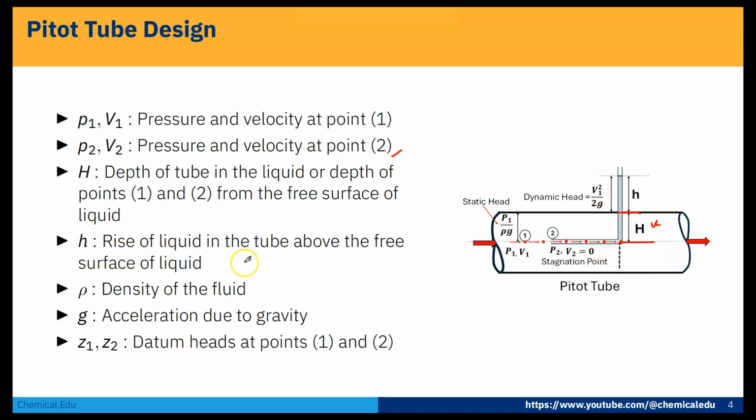H is the rise of the liquid in the tube above the free surface of the liquid, or not free surface, since this is actually an enclosed pipe, so from the pipe wall we can say. Rho is the density of the liquid, g is the acceleration due to gravity, and Z1, Z2 are the datum heads at points 1 and 2.